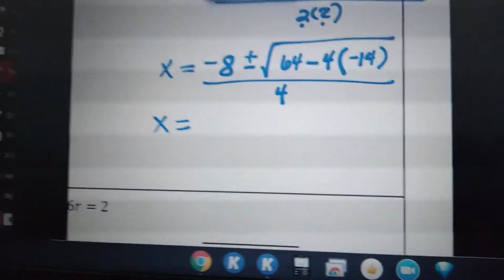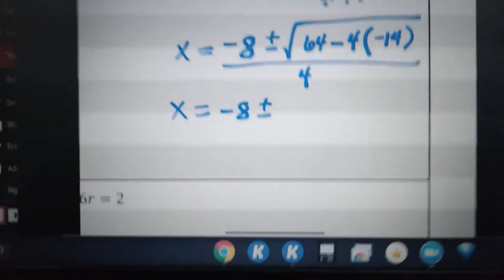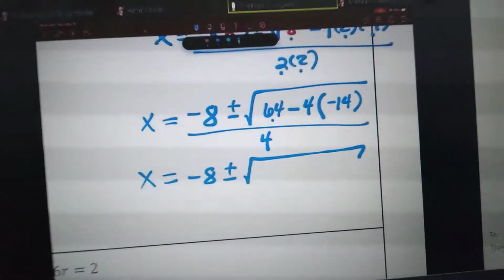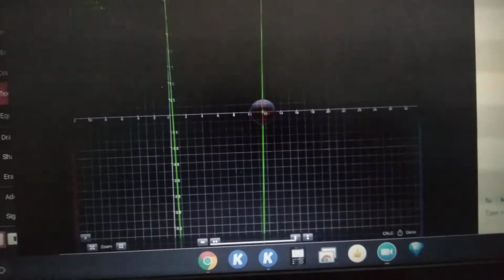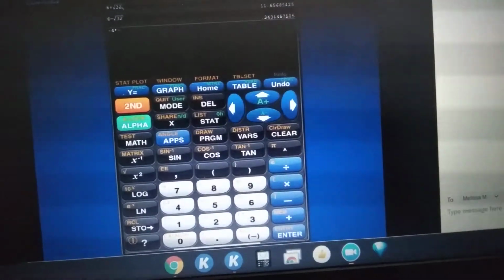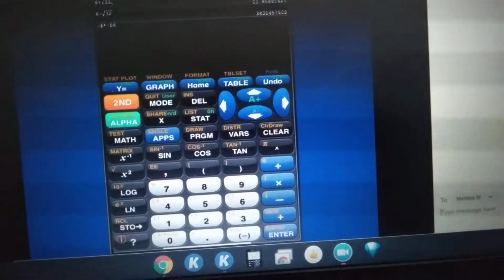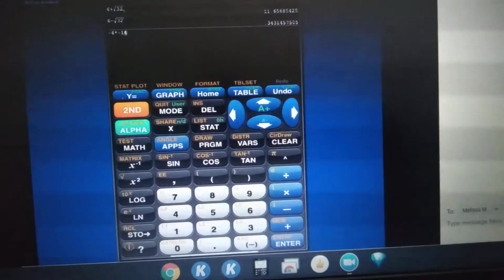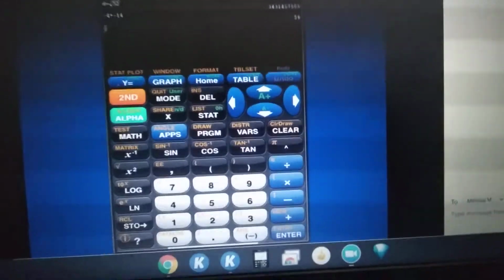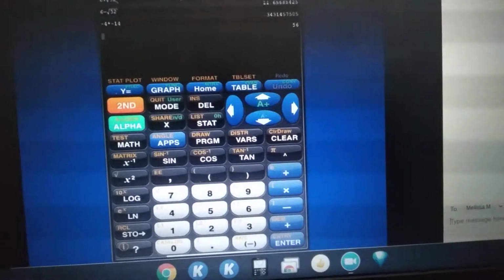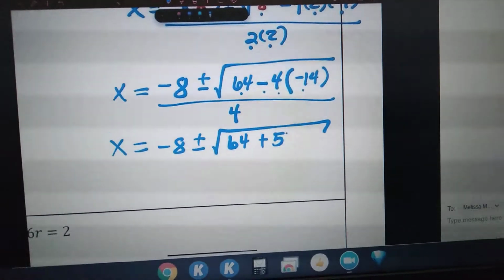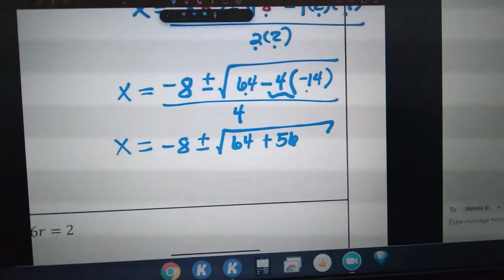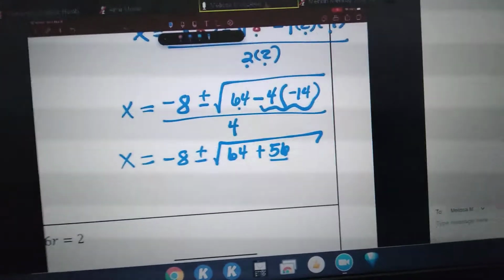x equals negative 8 plus or minus the square root. 64 minus 4 times negative 14. Go to your calculator. You're going to say negative 4 times negative 16. Oh, did I get that right? No, negative 14. 14. Enter. I get positive 56. So I go back to my note sheet. So I have 64 plus 56. This times this gives me 56. Everyone understand?